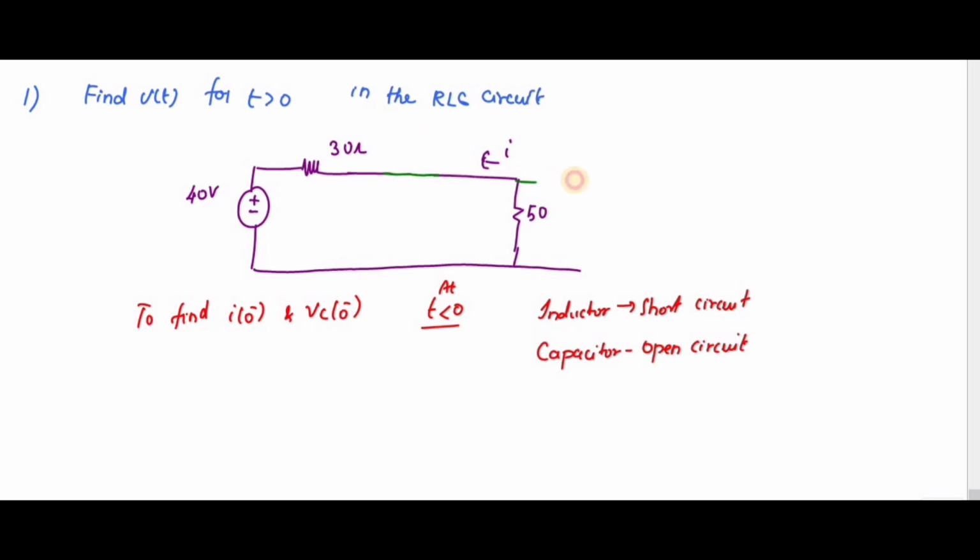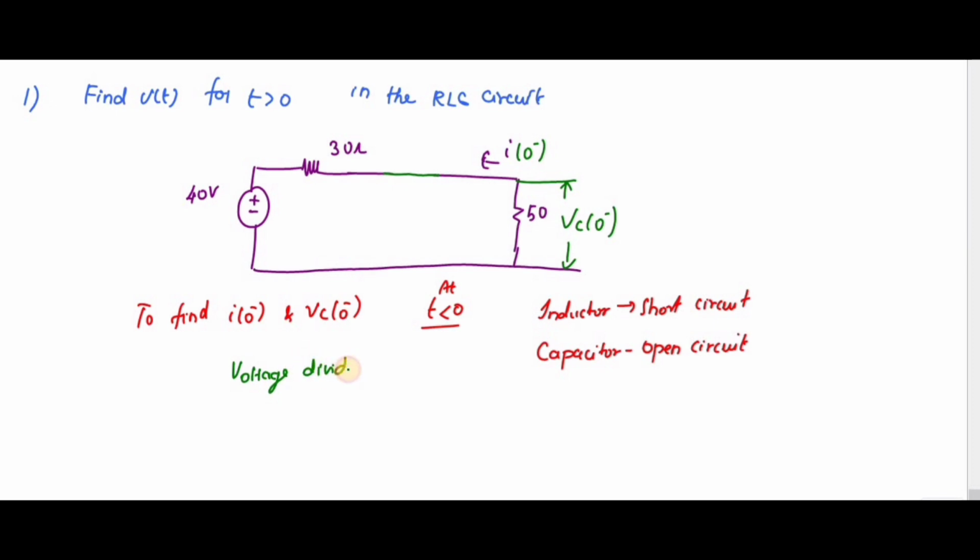So you can see I have one voltage source and two resistors. For this one, I can apply the voltage divider rule in order to find the voltage across this 50 ohm resistor. That is nothing but VC of 0 minus, and I of 0 minus is in this direction. So I need to apply the voltage divider rule.